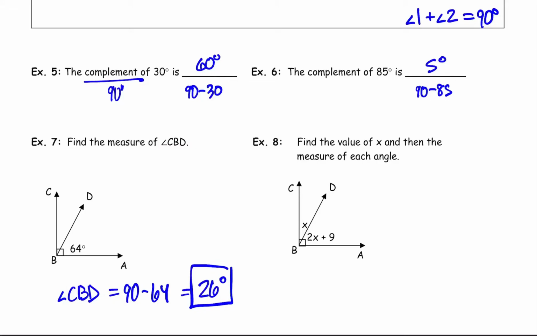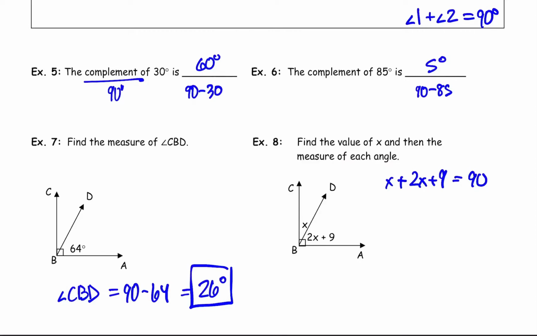All right, well, I can make it a little bit more challenging, right? The algebra will be more challenging here. If this angle is x, and this angle here is 2x plus 9, together they're going to equal 90, so I need to take this plus this and set those equal to 90. So I've got x plus 2x plus 9 equals 90.